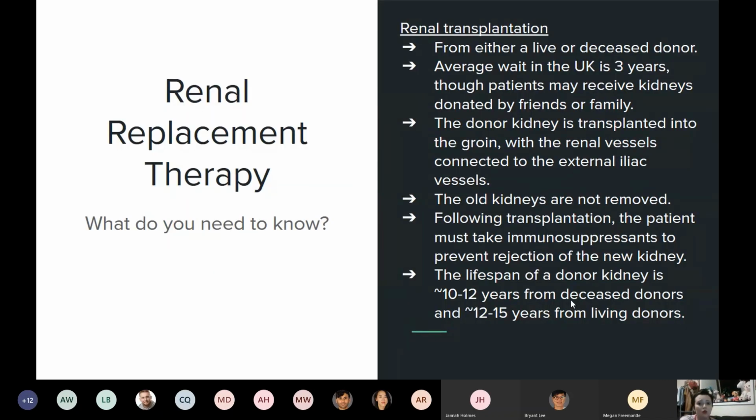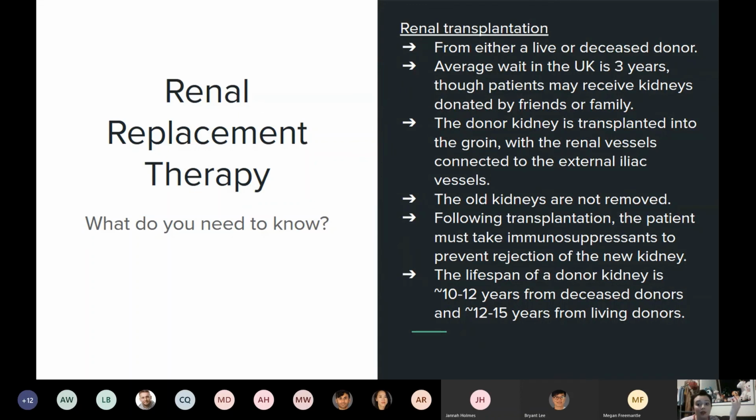And then finally, you've got renal transplant. In the UK, there's an average wait of 3 years. So it may not be an either or situation. It may be someone who's going to have a renal transplant, but they need to have dialysis in the meantime just to keep them alive in that interim. So the average wait is 3 years.